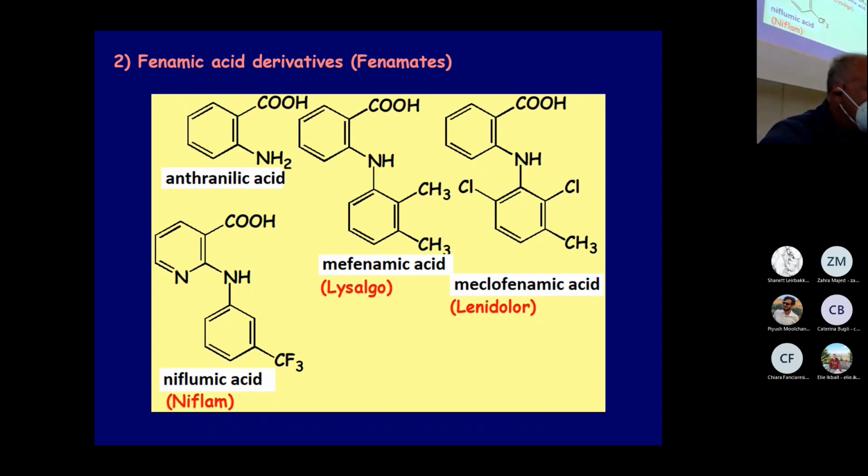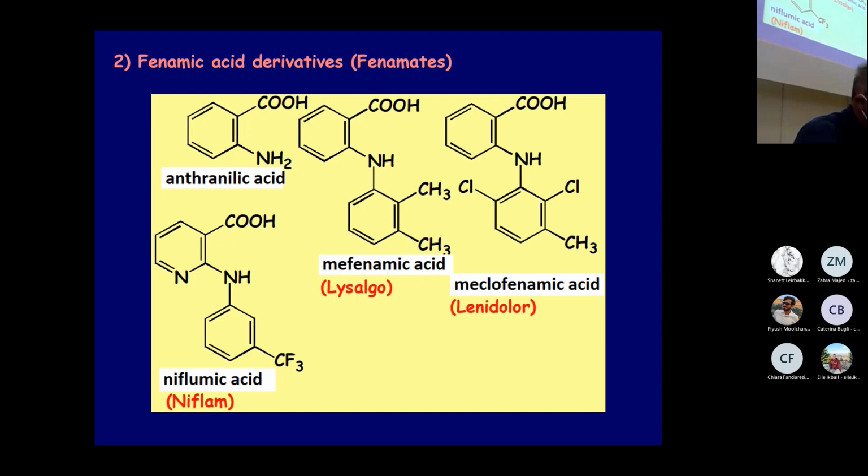Second class, phenamates. Phenamic acid derivatives. Phenamic acids. The modification in this class is based on the replacement of the OH group in ortho position of salicylates with an amino group. Why the amino group?